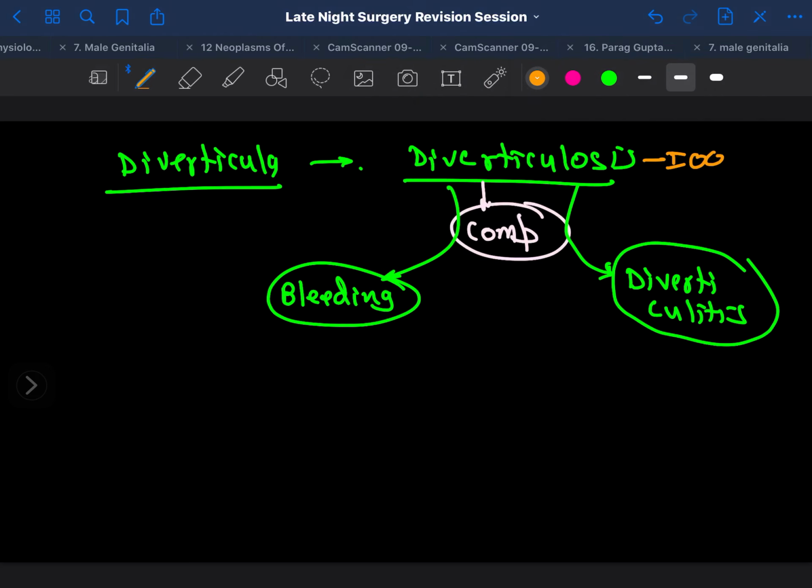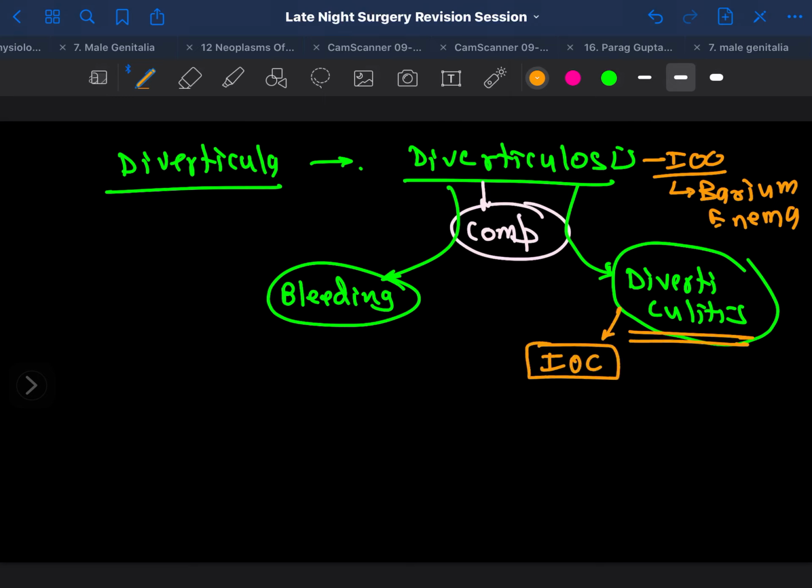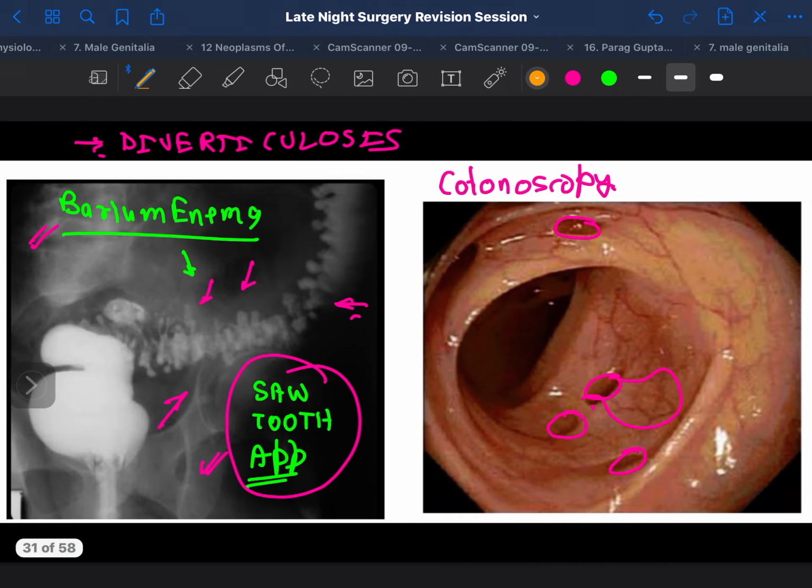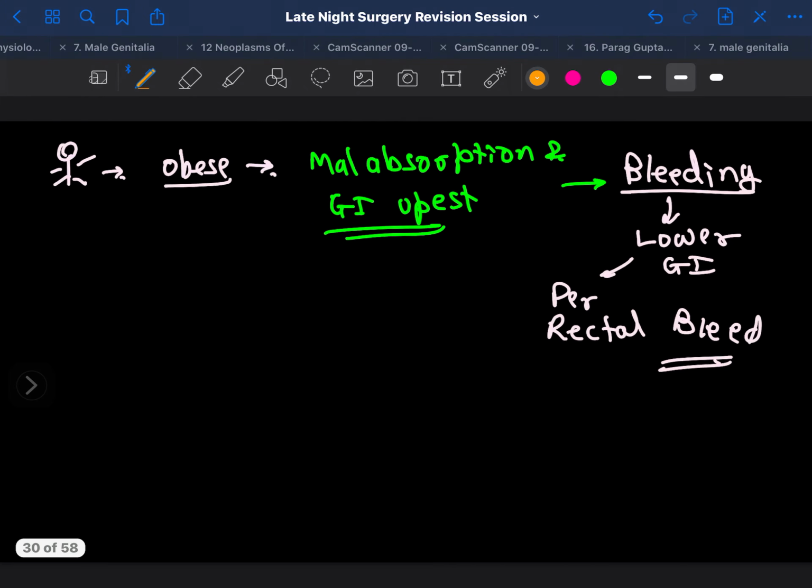If I just ask you, what is the investigation of choice for diverticulosis? The answer is no doubt barium enema. But can we perform a barium enema in diverticulitis? The answer is absolutely not. So here the investigation of choice in diverticulitis is CECT, contrast enhanced CT scan. Are you able to understand over here? So investigation of choice for diverticulitis is CECT. Investigation of choice for diverticulosis is a barium enema. Understood this point, guys? I hope you got this point.